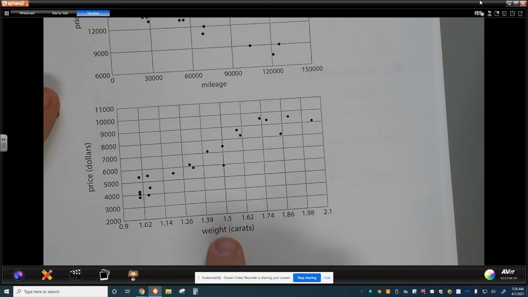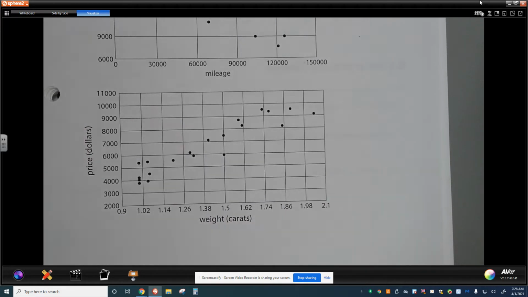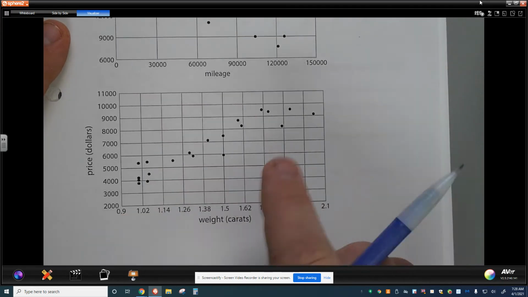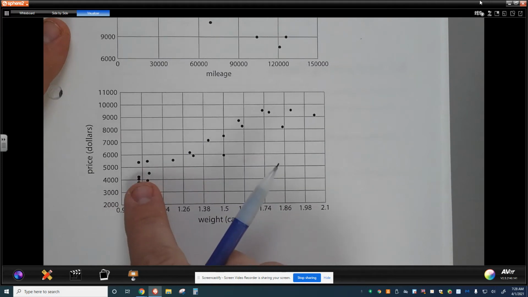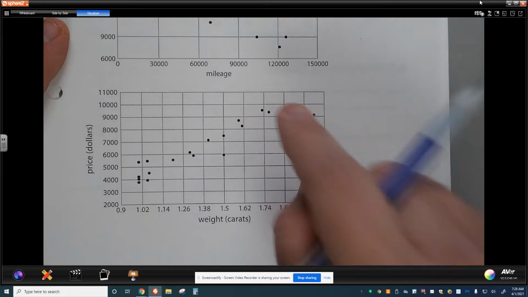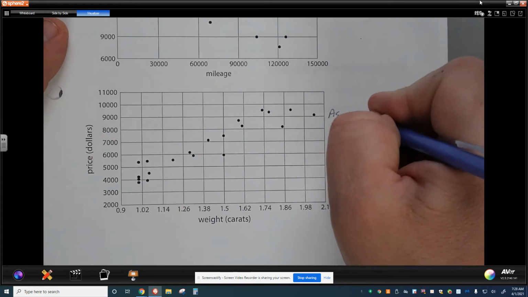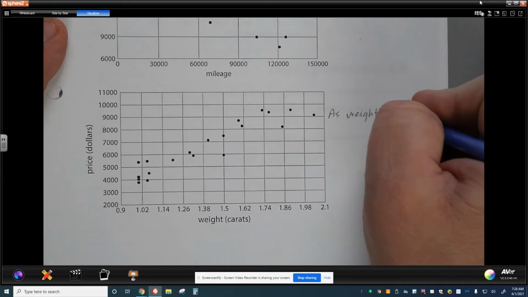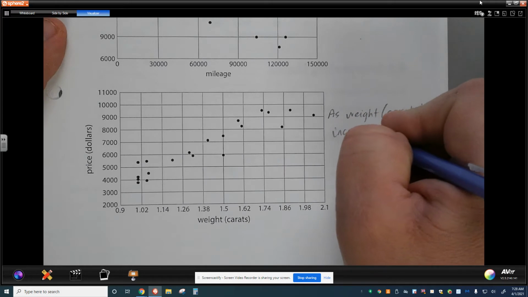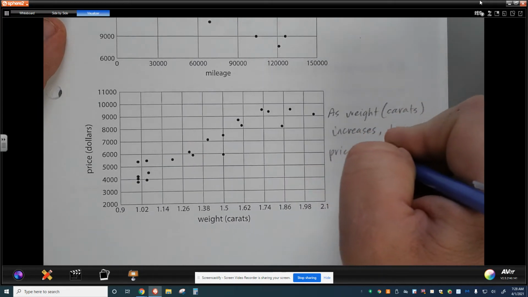For the next one, talking about weight in carats and price in dollars, I would assume that this is probably the one about the diamonds again. When we talk about that, we can see that there's a clear trend or a clear pattern here, that as the weight of the diamond or the weight of the gem is increasing, we see a price also increase. So we could say as weight in carats increases, the price tends to increase.